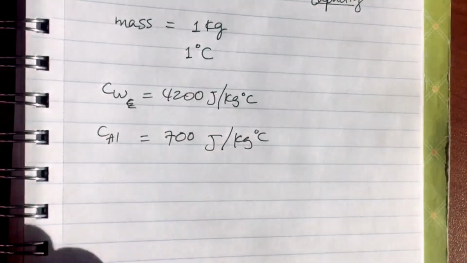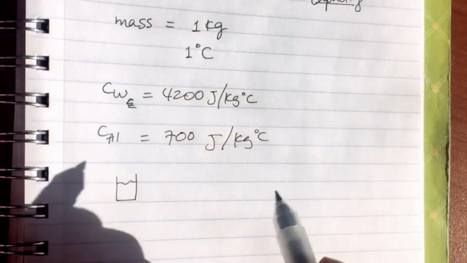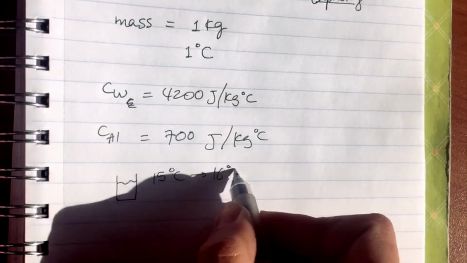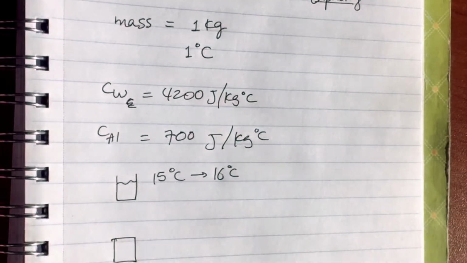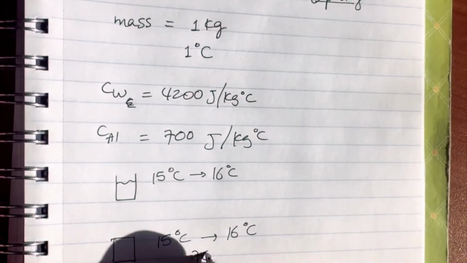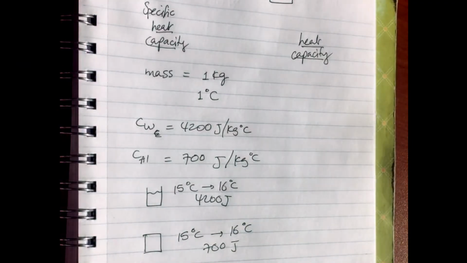Right? So for water, if you are trying to heat up a cup of water, or a liter of water, so 1 kilogram of water, and you want to heat it up from 15 degrees up to 16 degrees, you need 4,200. With aluminium, you have a block that's 1 kilogram. You want to heat it up from 15 Celsius to 16 Celsius, you're going to need 700 joules. So that's the idea of specific heat capacity, where it's specific for each object, and you need to determine how much energy you need for each kilogram to raise it by 1 degree Celsius.